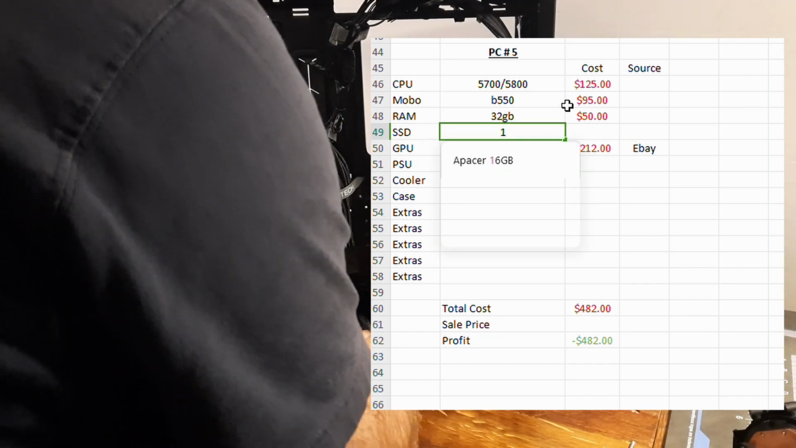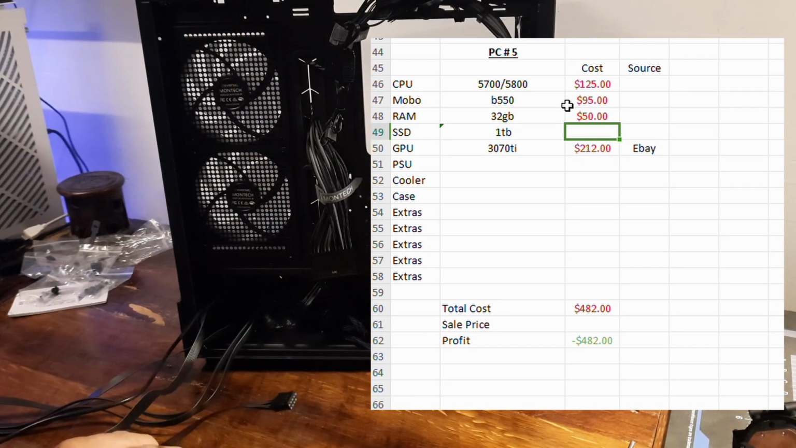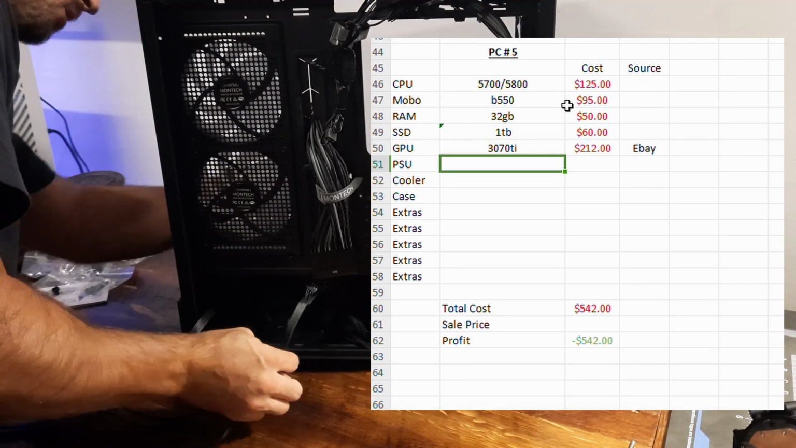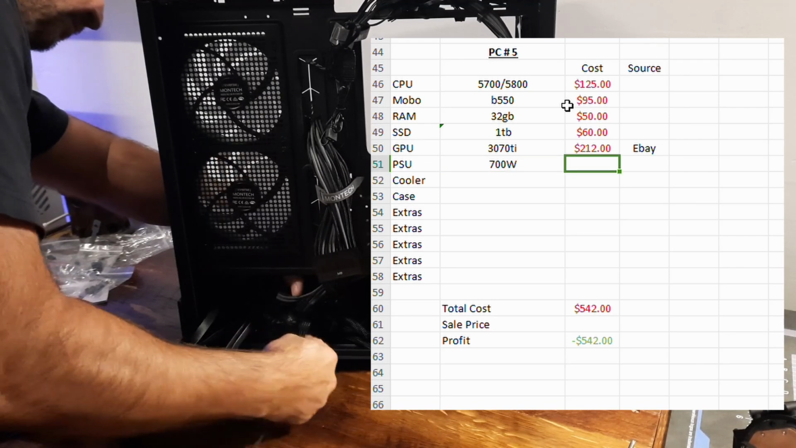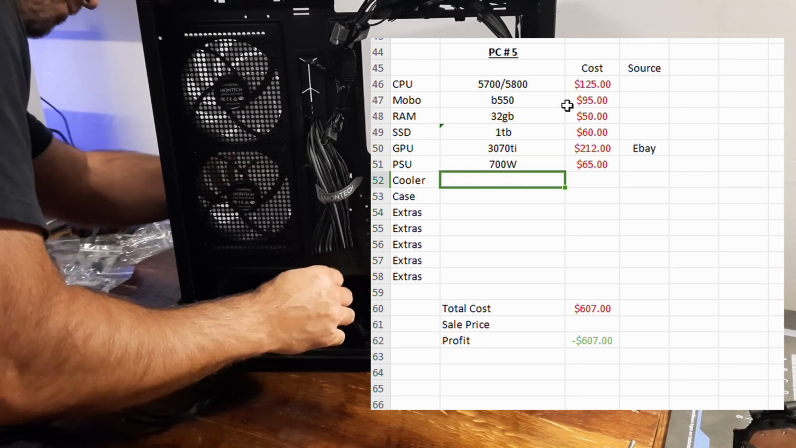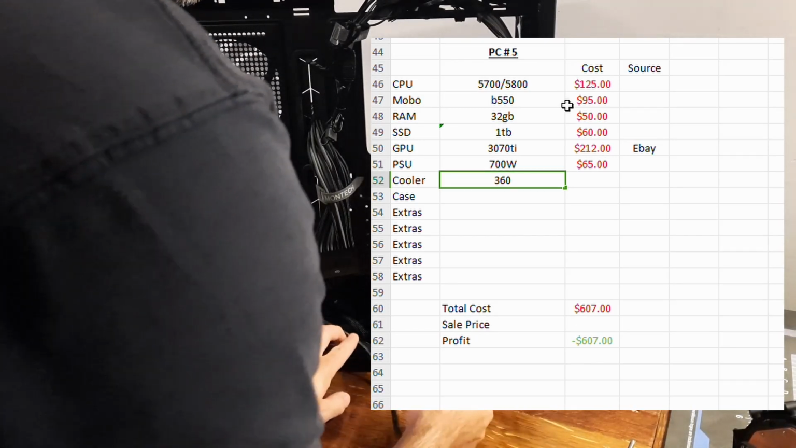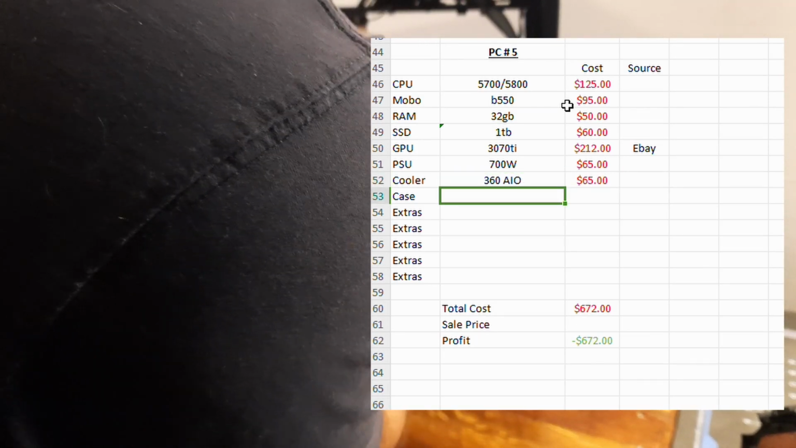SSD, I always use 1 terabyte SSDs. Not a whole lot you can do with these. They're around $60. The price has come down a little bit, but that's generally what they are. I know I'm going to need at least a 700 watt power supply. Let's try to keep that price below $65. Cooler, I already have a 360 AIO in hand. I paid $65 for it.